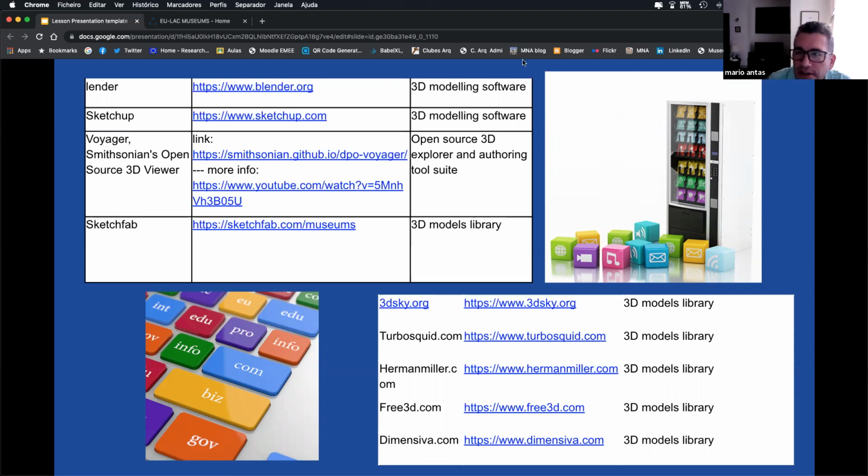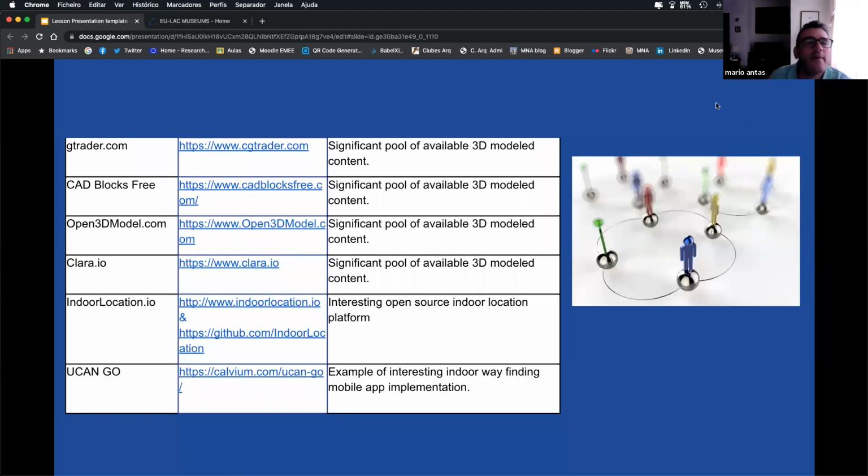So in this case, we are talking about many things and many resources that we can use in our museums. And there are many platforms, as you can see here, that we understand and can use in our education resources in the museums.